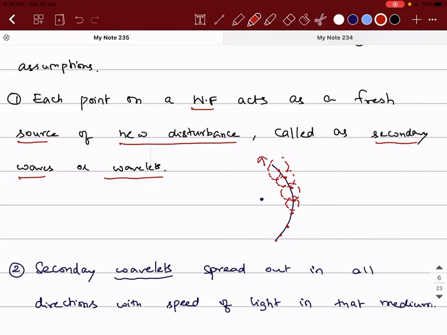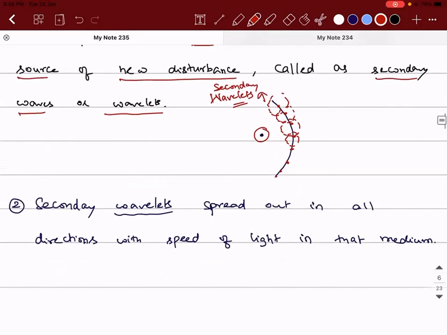Then these wavefronts which I have drawn in the dotted line format are what are called as secondary waves or secondary wavelets. So try to understand. The first continuous line that I have drawn is the wavefront generated by the primary source. Now each point on that wavefront acts as a secondary source for that particular wavelet to get generated.